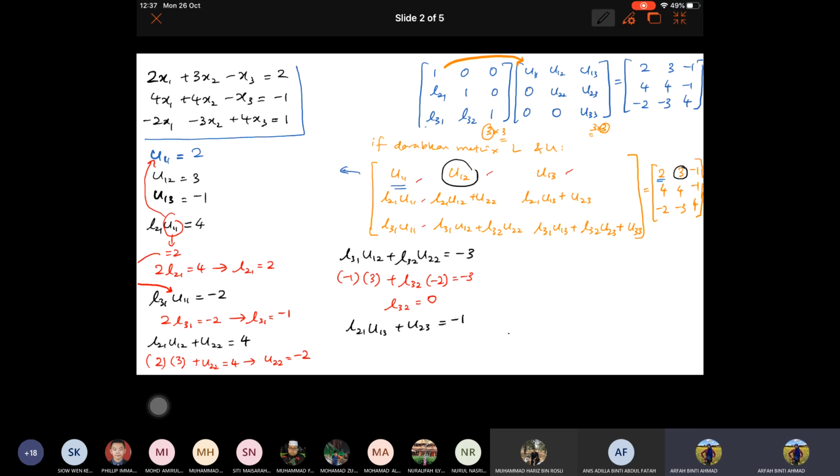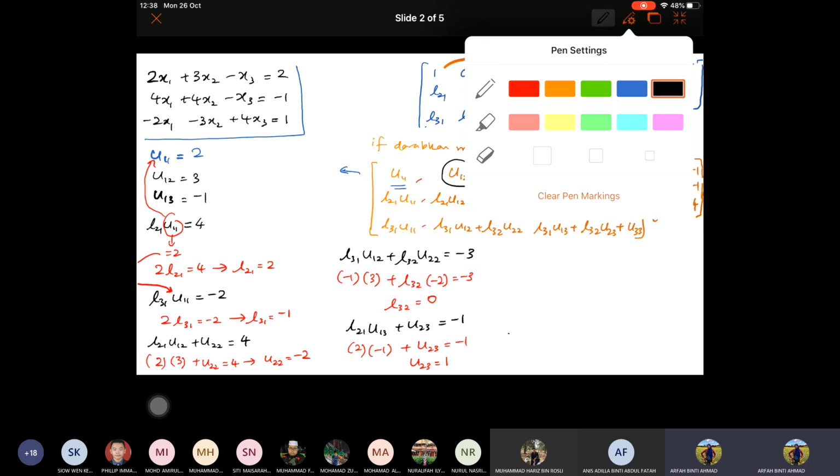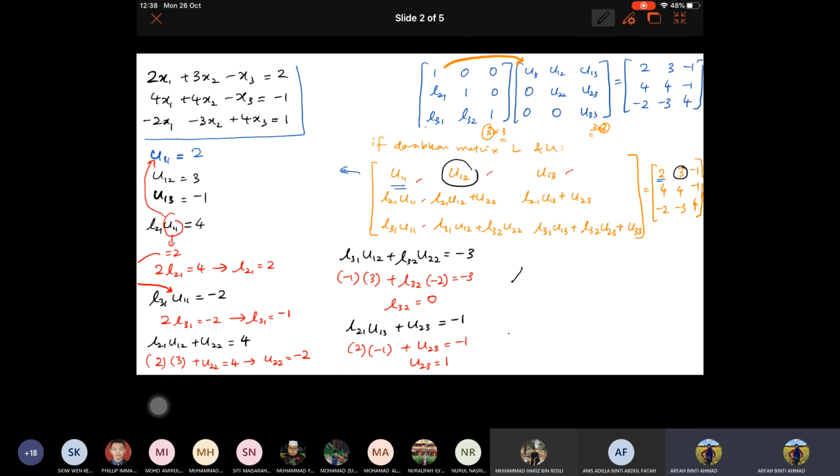Okay. So L21 tadi kita dah kira. L21 awak sama dengan 2. U13 -1 tambah U23 kita tak tahu sama dengan -1. So selesaikan equation ni. -1 tambah 2. So U23 is 1. Then proceed with the last equation. Yang ini, L31 U13 tambah L32 U23 tambah U33 sama dengan 4.